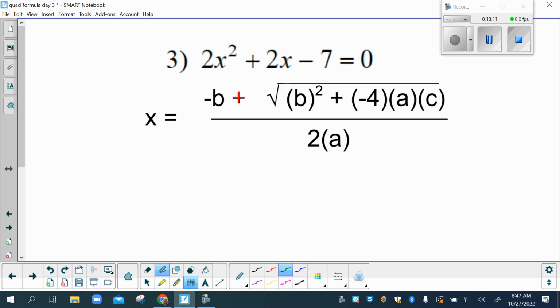We got this. Let's start with our A, our B, and our C. Look, it's always equaling 0. We love that. That's so nice and easy. So 2, 2, and -7.